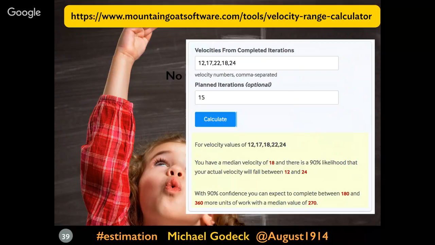This velocity confidence interval calculator uses the same principle, the 90% confidence interval, to determine, based on these velocities of 12, 17, 22, 18, and 24 that I just made up to say those are my 5 sprints, and I've got 15 more iterations budgeted, what's going to be my velocity for these outcomes? And this calculator comes back with a velocity of 18 with a 90% likelihood that your actual velocity will fall between 12 and 24, right? So it's the confidence interval.